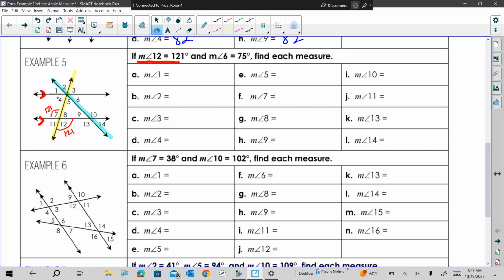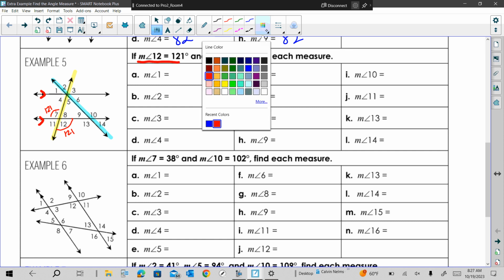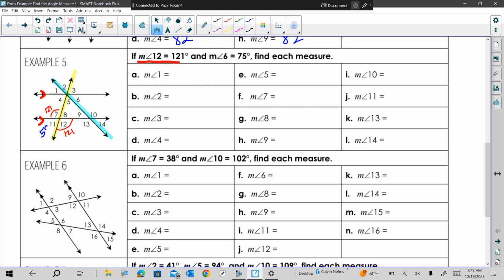So think about that. If I know that's 121, then how would I get angle 11 here? Minus 180. Okay, so that's going to give me 59. All right, so go ahead and mark it on the diagram. 11 and 12, or 11 and 7, are linear pairs. 11 here corresponds to which angle? 4. Well, if it corresponds, it's going to have the same measure. So it's going to be 59 as well.